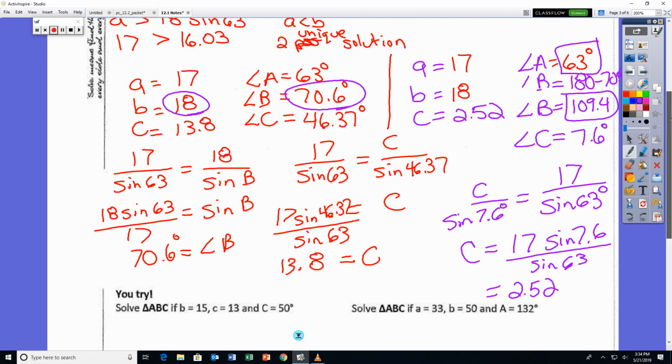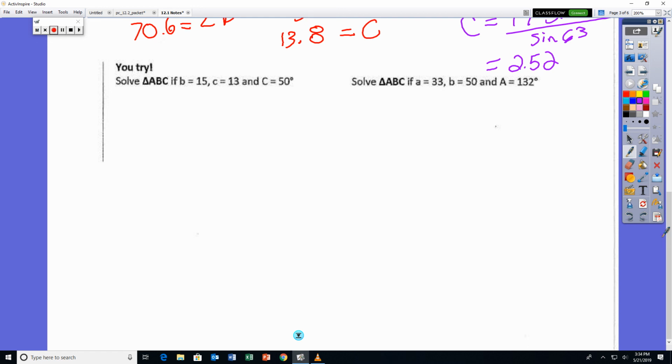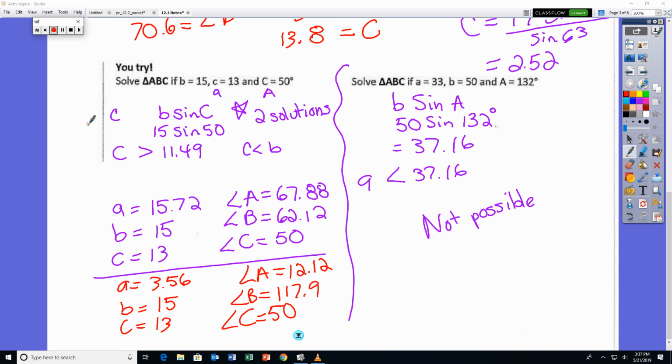Alright, so those are some examples here for you. There's two more problems right here for you to try on your own. You can hit pause on the video, you can hit stop, and I will show the work here in just one second. Alright, and here are the solutions for the you-try here.